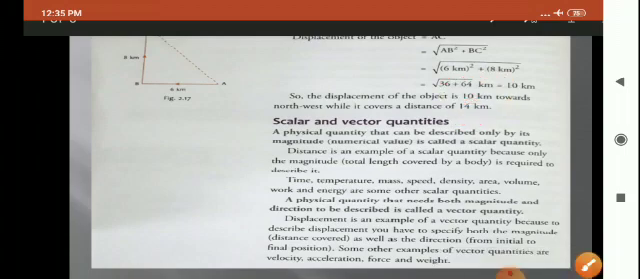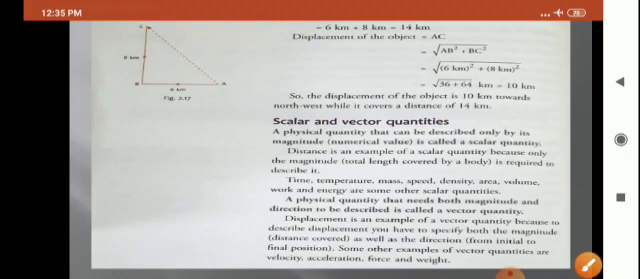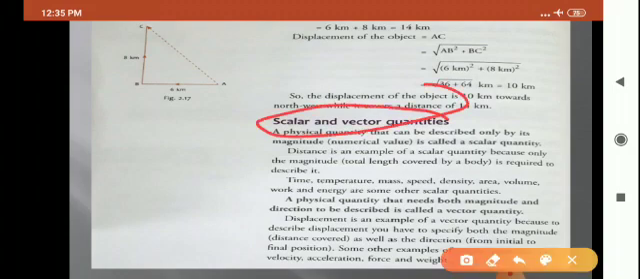Now, coming to next topic, scalar and vector quantity. Now, scalar and vector quantity, a physical quantity that can be described only by its magnitude or numerical value, is called scalar quantity. So, children, this topic is also very important. Scalar quantity में we require only magnitude or numerical value. We do not require direction. The very first example is your distance.